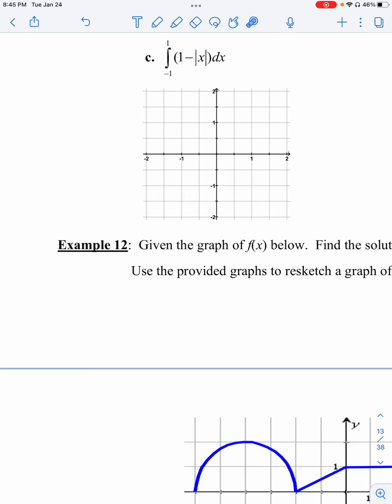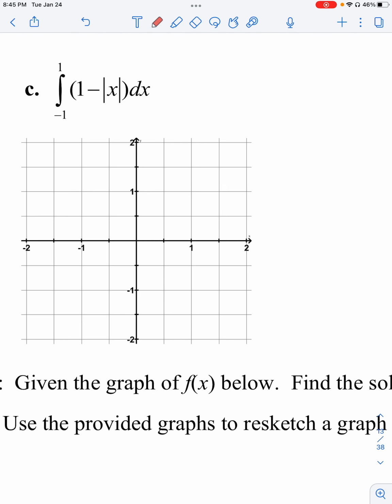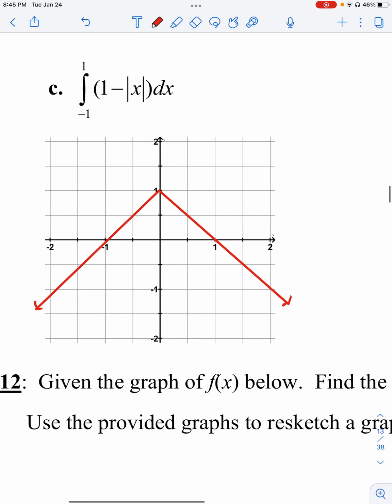Okay, and then here, this function, 1 minus the absolute value of x, that's this little downward facing arrow guy. So graph that function, okay? All right, let's plot those two x values, so -1 to 1, okay? So we want the area from here to here, okay?